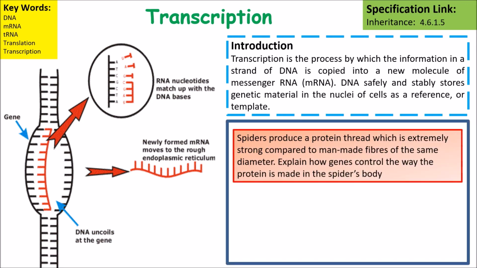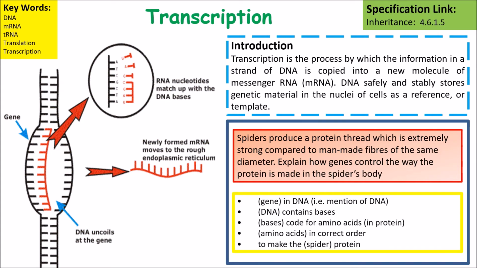So we'll just have a look at this question. Spiders produce a protein thread which is extremely strong compared with man-made fibres of the same diameter. Explain how genes control the way the protein in the spider's body is made. Right, some key things: we need to mention the fact that the gene, which is DNA, contains bases. These bases code for amino acids in the protein. So amino acids in the correct order will eventually make the spider proteins.